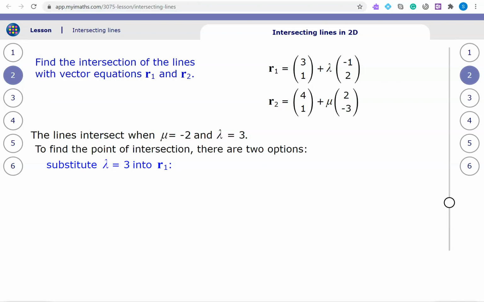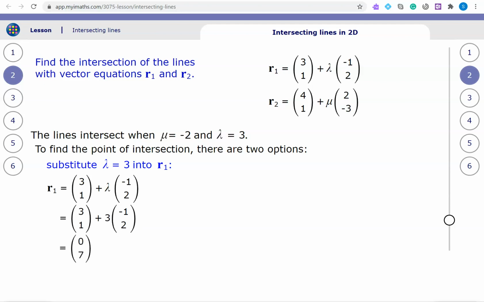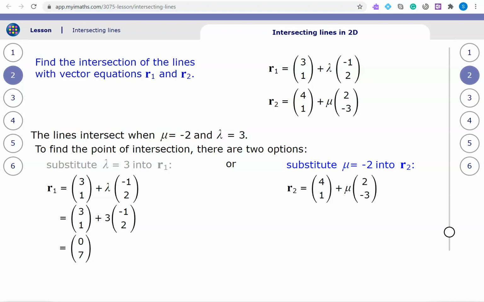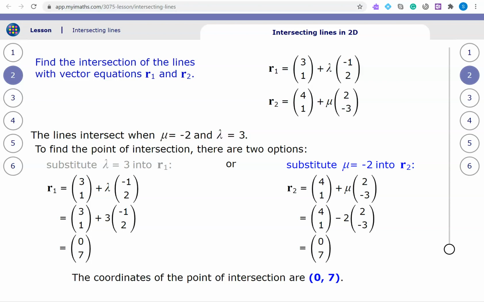We can check this out by substituting those values into either of the equations. So if I plug it into the first equation, I come up with the point (0, 7), or the position vector, (0, 7) rather. And if I do that in the second equation, and I plug in the value of minus 2 for mu, I come up with, again, (0, 7). So that is the point of intersection of those 2 lines.